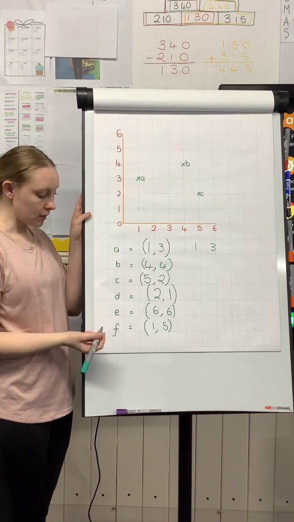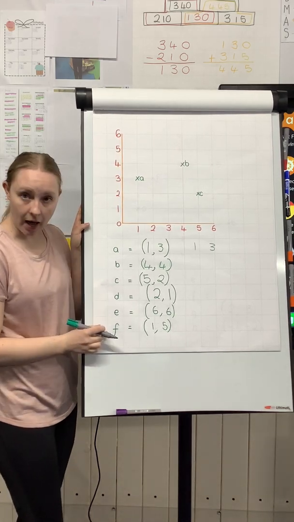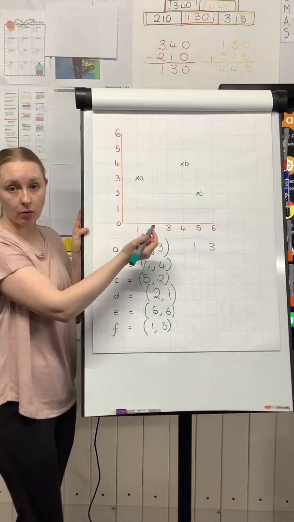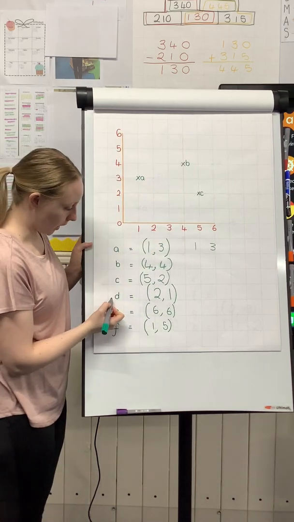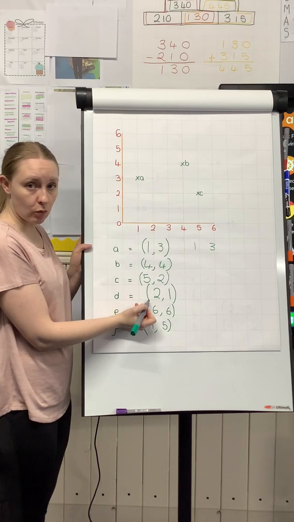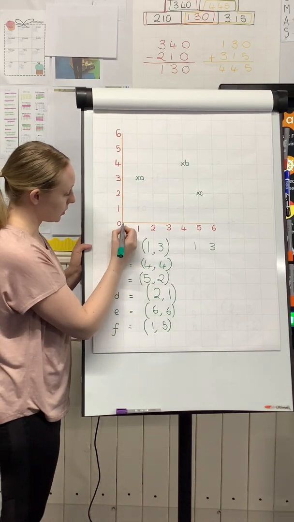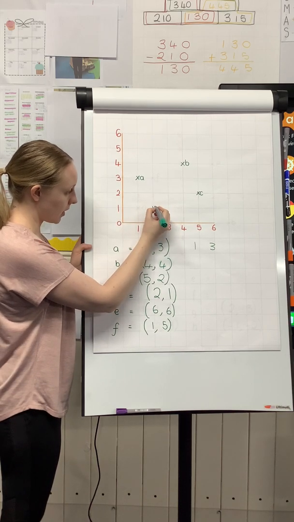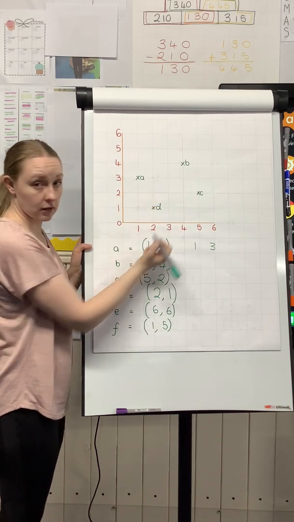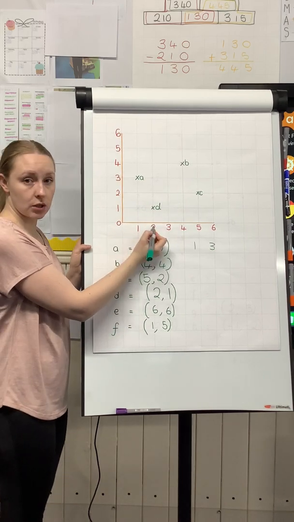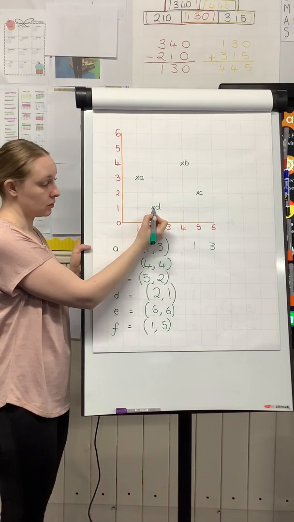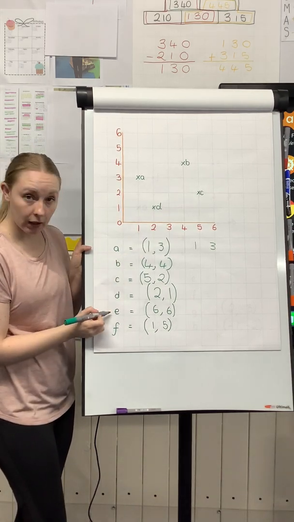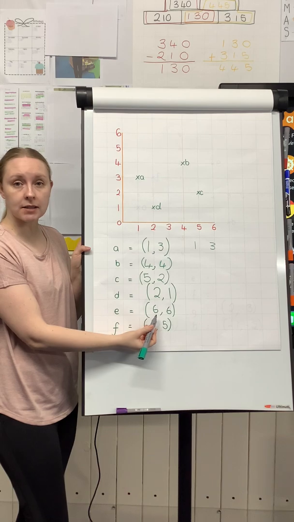Now for D, E and F, we've been given the coordinates, but we need to plot them on our graph. So D, we want D to be at 2, 1. So I'm going to go along to 2 and up to 1, put a mark there and label it D. So I went along to 2 and up to 1, put a mark and labelled it D. Done that one.